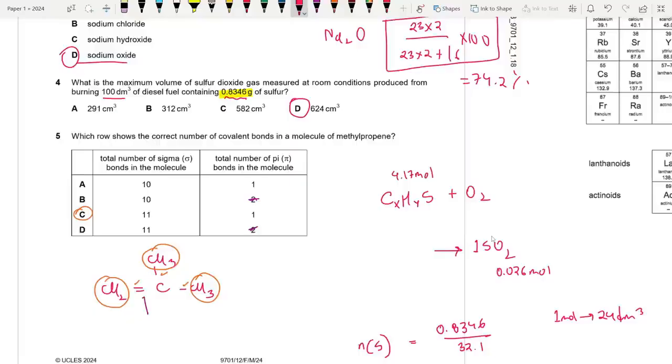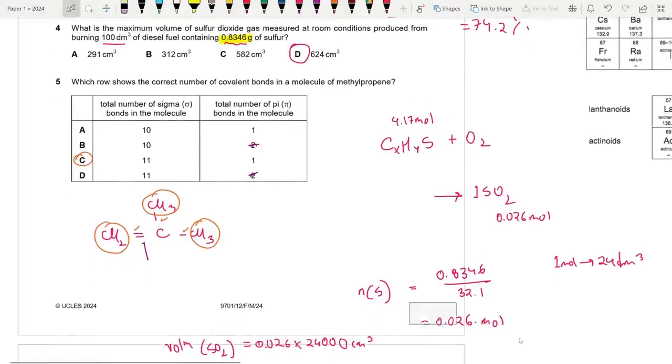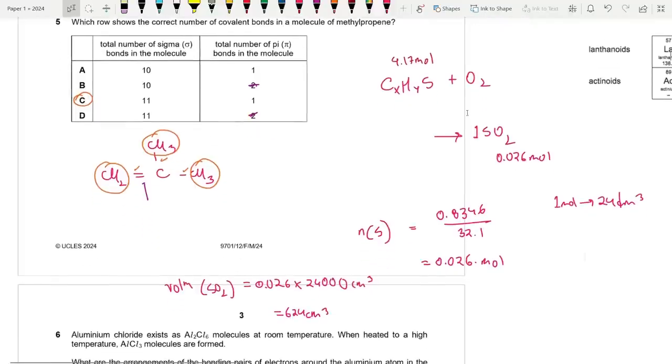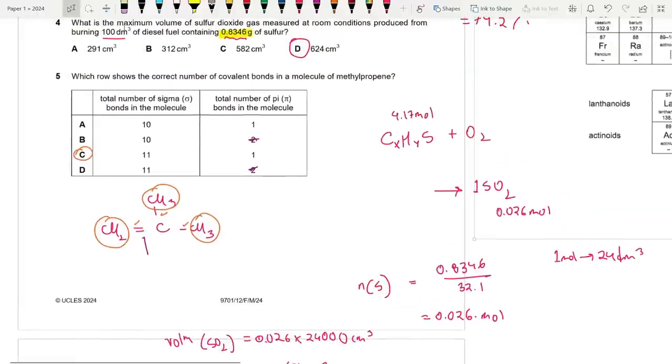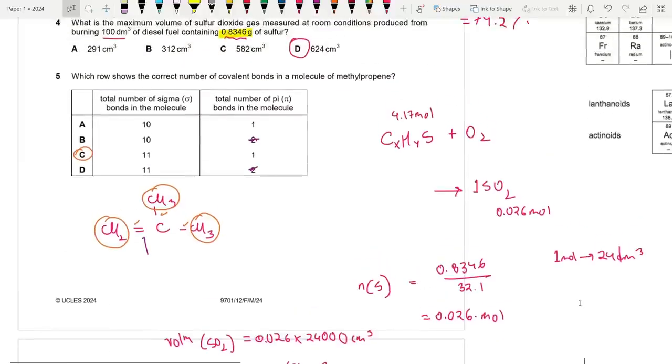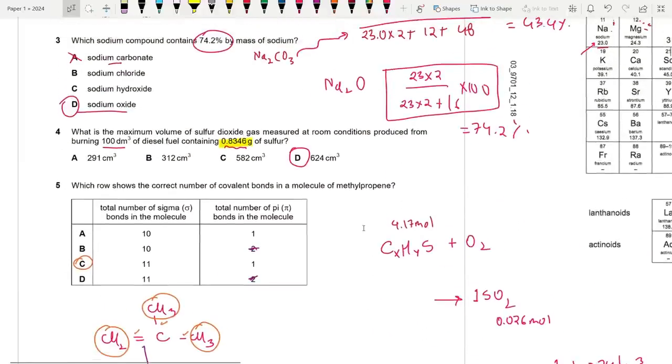So since we have the moles of sulfur atoms over here, we can actually find out the moles of sulfur dioxide. The reason being, each atom of sulfur binds with 2 atoms of oxygen. So if you have 1 mole of sulfur atoms, you're also going to have 1 mole of sulfur dioxide gas. That's the general idea. So now we have the moles of sulfur dioxide. This 100 dm cube was merely given to trick you guys. And then to find out the volume, we just need to multiply it with 24 dm cube. But since they want the answer in cm cube, which is why we multiplied by 24,000 instead. So yeah, we actually end up with 624 cm cube.